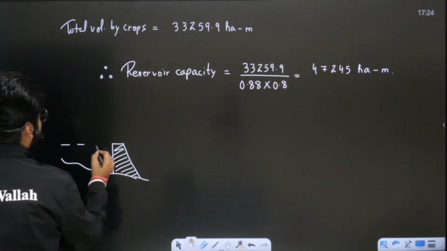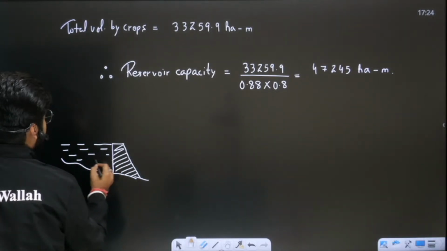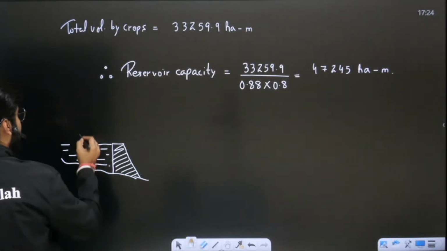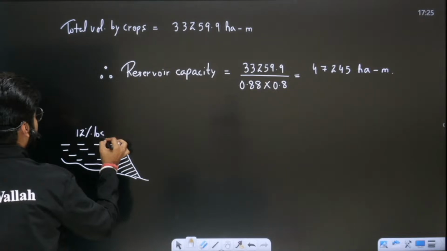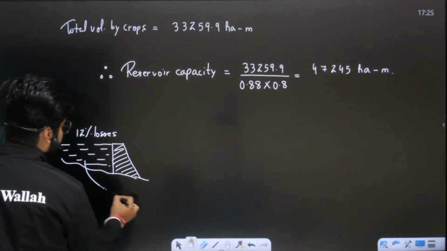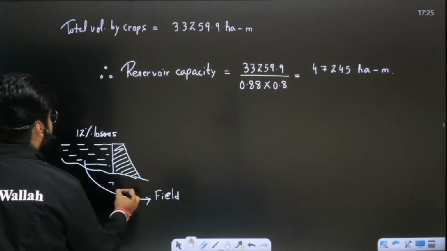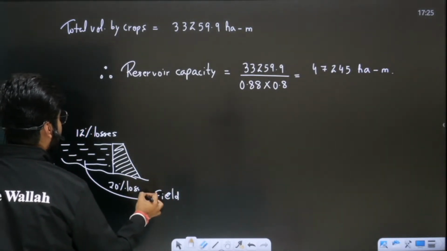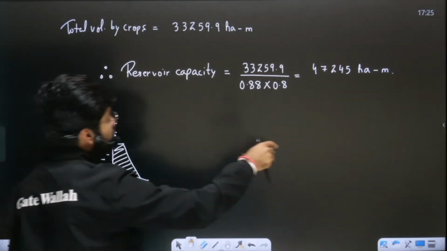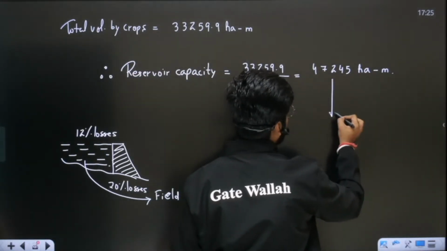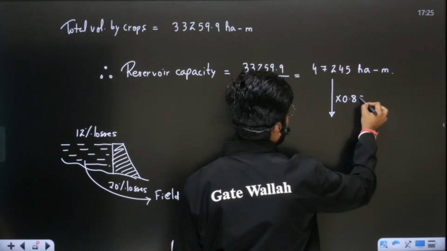It is coming out to be 47245 hectare meter, which means this much amount of water should be there in the reservoir. If from this total water, 12% losses are there in the reservoir, and when water is transferred to your field, let us say 20% losses are there, then out of this 47245 you will first multiply it by 0.88 because 12% losses are there.